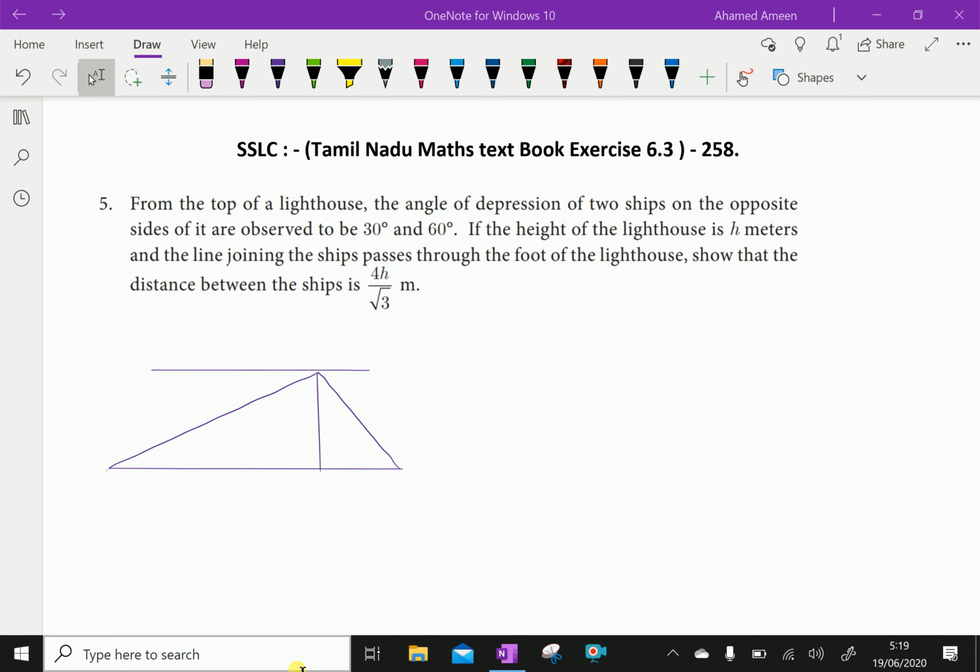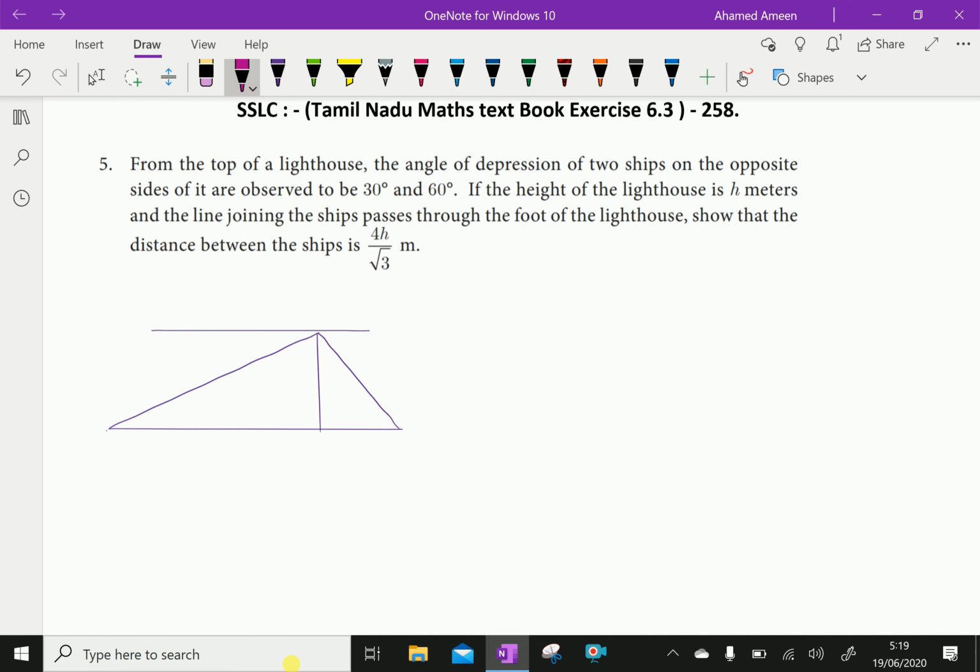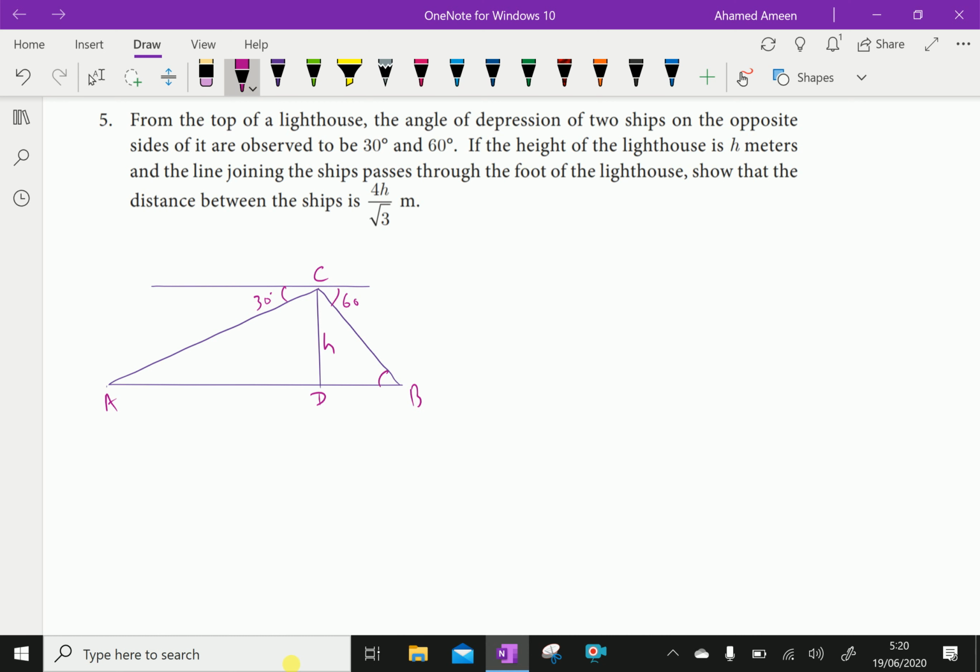Here, let us name the points A, B, C and D. The lighthouse height is h. Let the angle of depression to the ship at B be 60 degrees, and here 30 degrees. Now, angle of depression is equal to angle of elevation, here 60 degrees, and opposite is 30 degrees. Let the distance AD be X and this be Y.